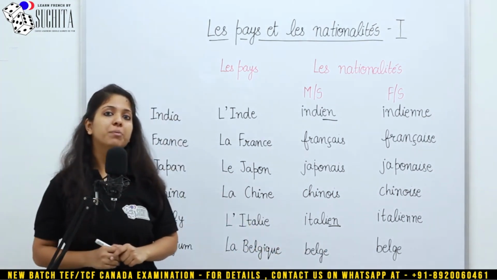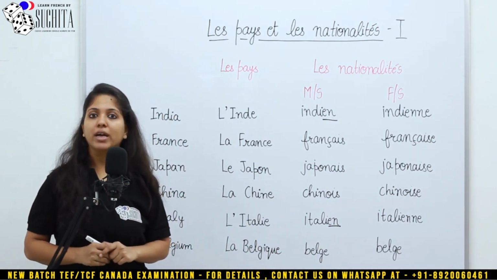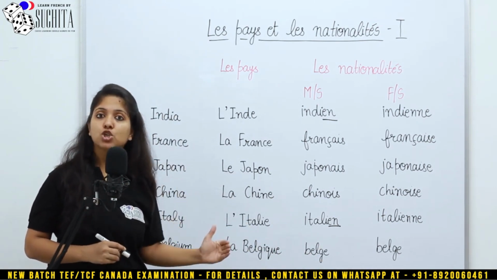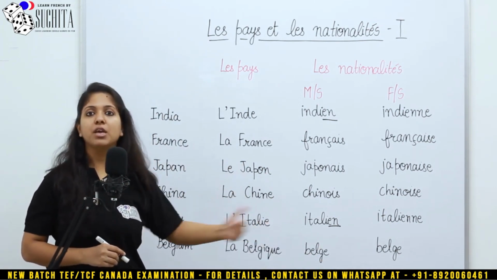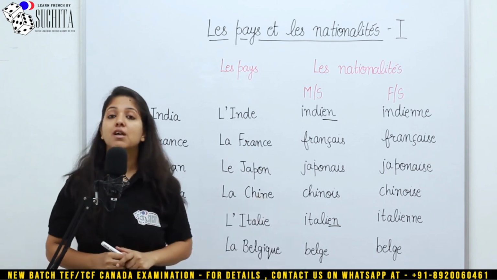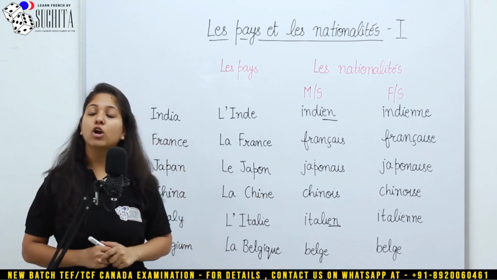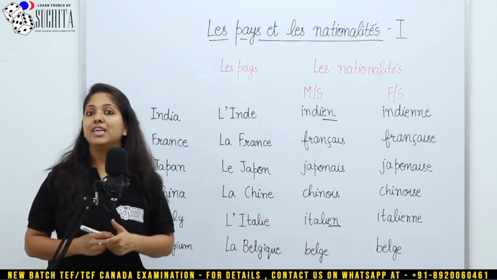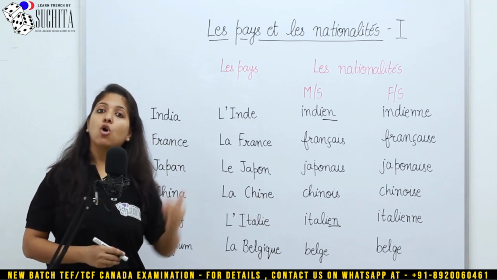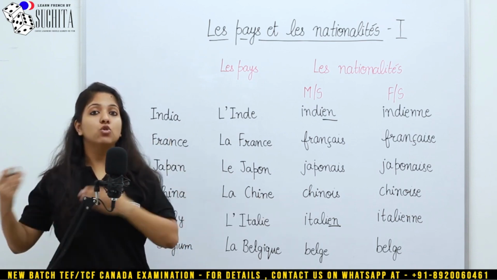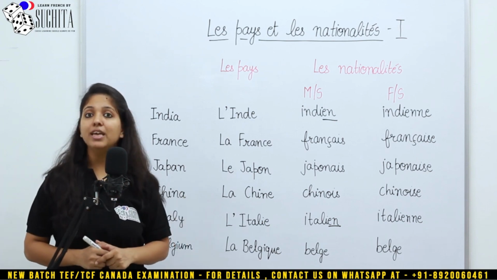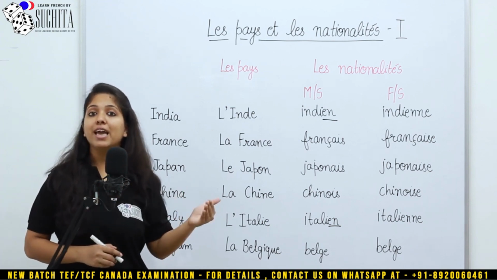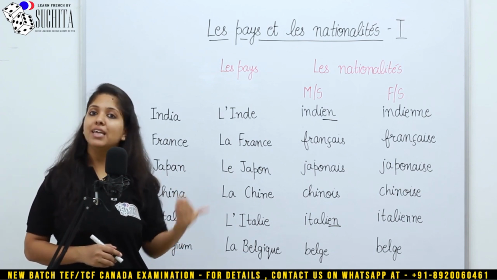So in order to make it feminine, you will not apply any extra E. So Belge, Belge, that remains same in both of the forms. So there are 3 rules that we learned. In order to make it feminine, you apply generally E. If it is already ending with E, then you do not add any extra E, and if it is ending with EN, then you apply ENNE.